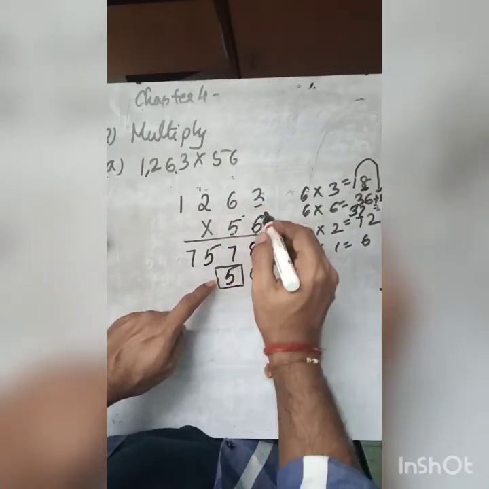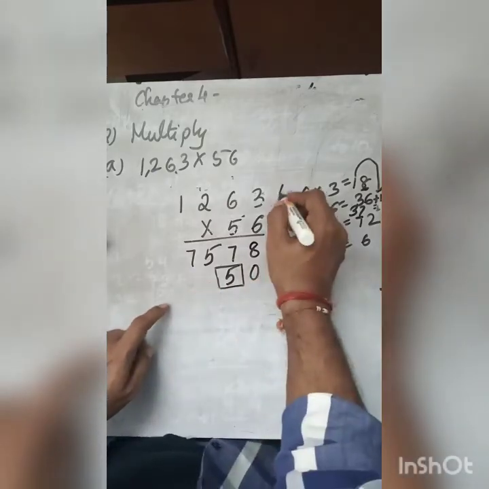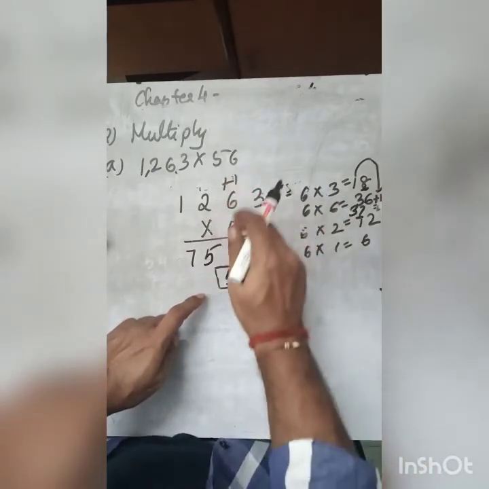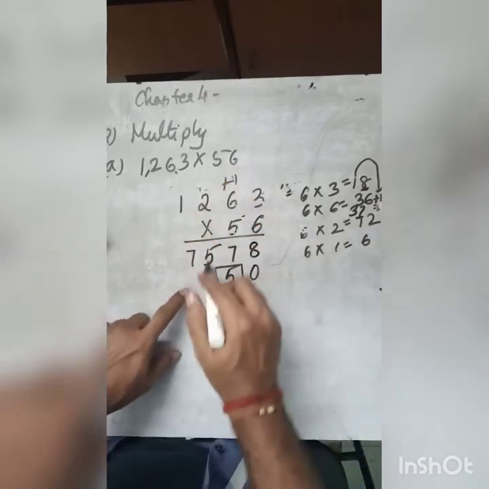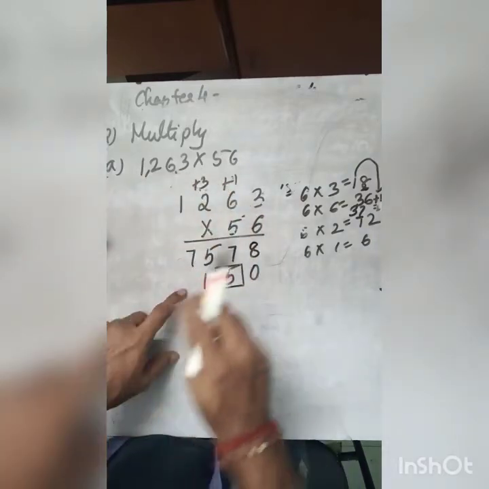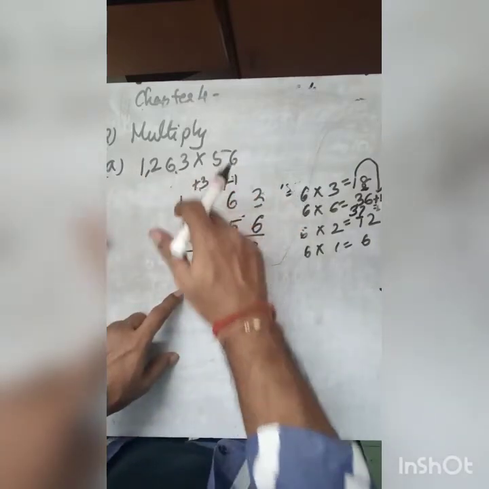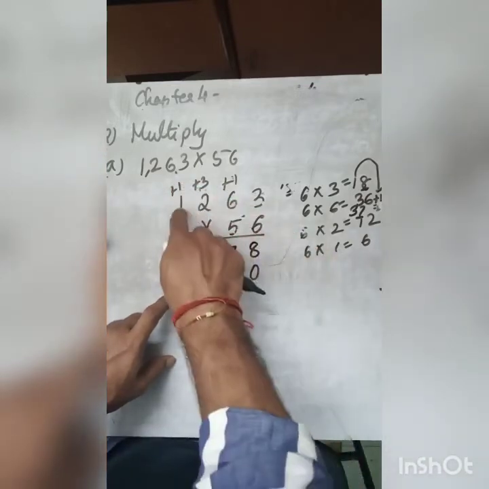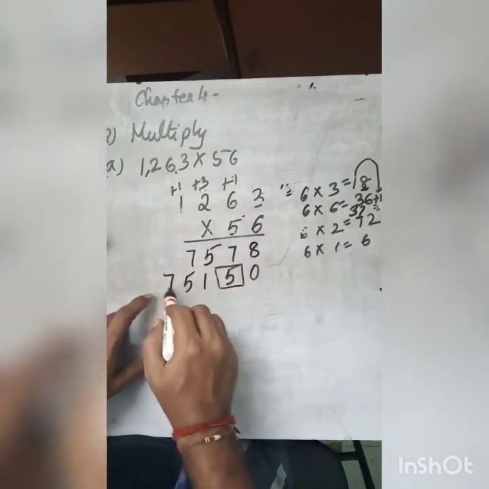5 3s 15, है ना, 15 है ना. तो last वाला number 5 लिया, 1 carry किया, that is plus 1. 5 6s 30, plus 1 31, तो last number 1, plus 3 carry किया. 5 2s 10, plus 3 13, तो I write 3, plus 1 carry किया.